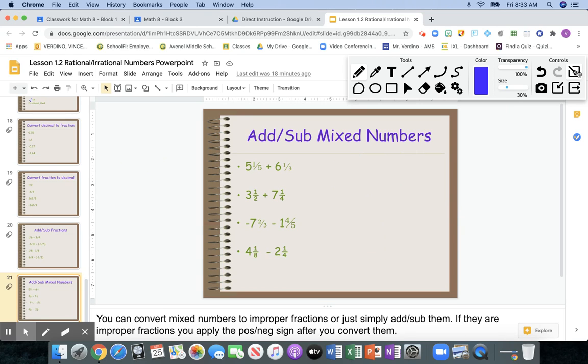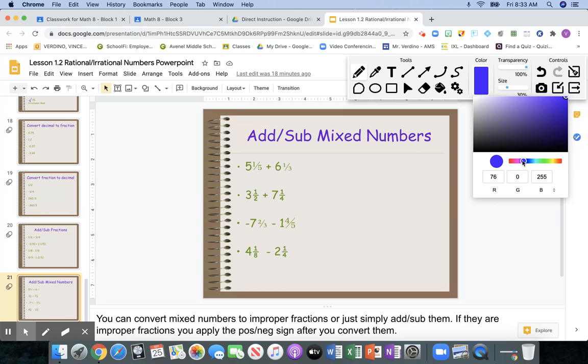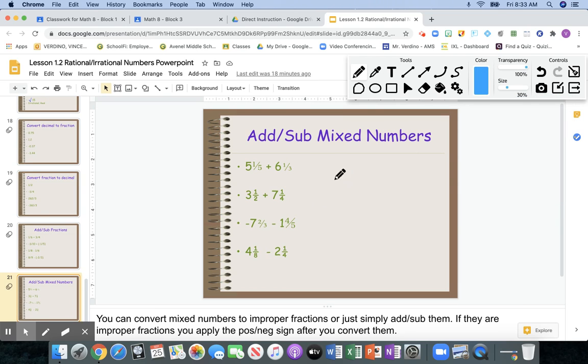Now, another scenario you're going to run into is a problem like this: -7 2/3 minus 1 4/5. Now, if you stack these, again, you can convert these both to improper fractions, which may be a little bit easier. If you're converting them to improper fractions, just remember you apply the minus sign at the end. So after you get your improper fraction, apply the minus sign to your numerator.